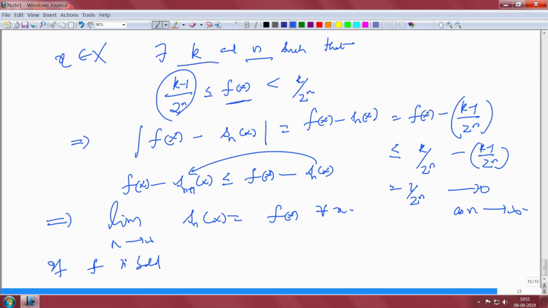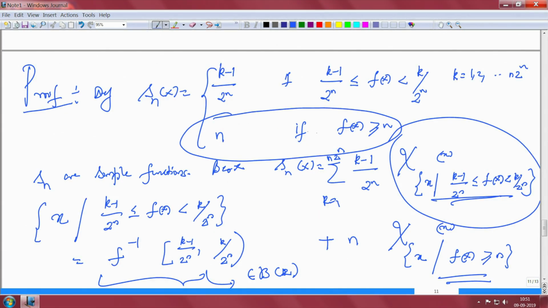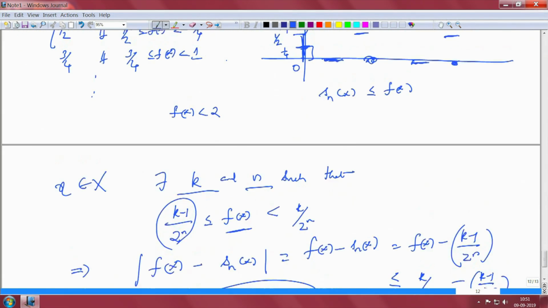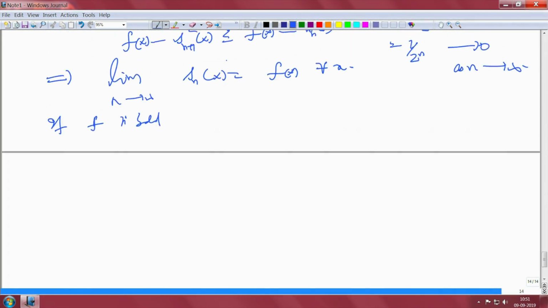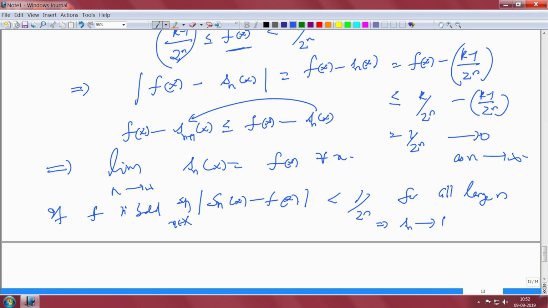If f is bounded, then that greater than or equal to n part does not arise. So, for a large n this will not be there because f is bounded. So, f will be less than or equal to some fixed m, and only these will be the values of the simple function. That will tell me that if f is bounded, the supremum over x of the modulus of Sn of x minus f of x would be less than 1 by 2 to the n for all large n. Okay. That implies Sn converges to f uniformly.